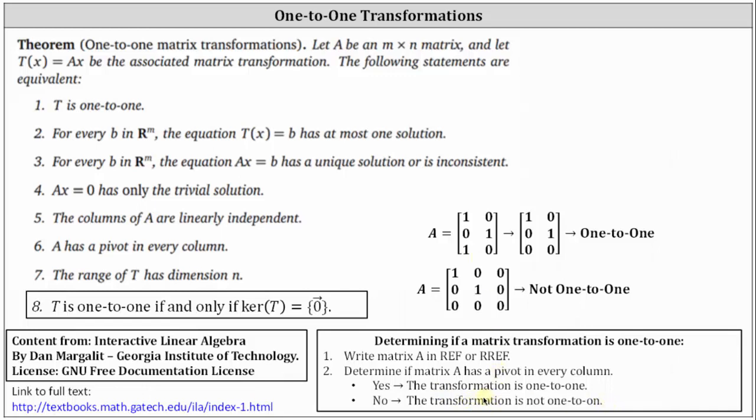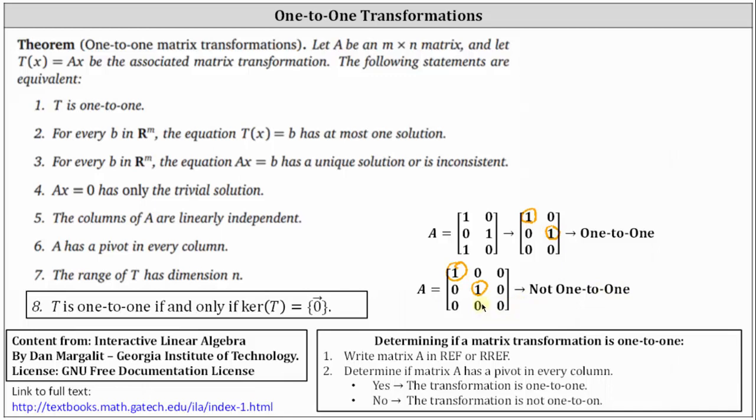So for an example, let's take a look at this first matrix A. The first step would be to write the matrix in either row echelon form or reduced row echelon form, and then determine whether there are pivots in every column. Notice for the first matrix A, we have a pivot in column 1 and column 2. Because there's a pivot in every column, the corresponding transformation is one-to-one. Looking at the second matrix A, we have a pivot in column 1 and column 2, but not column 3. Because there's no pivot in column 3, the corresponding transformation is not one-to-one.